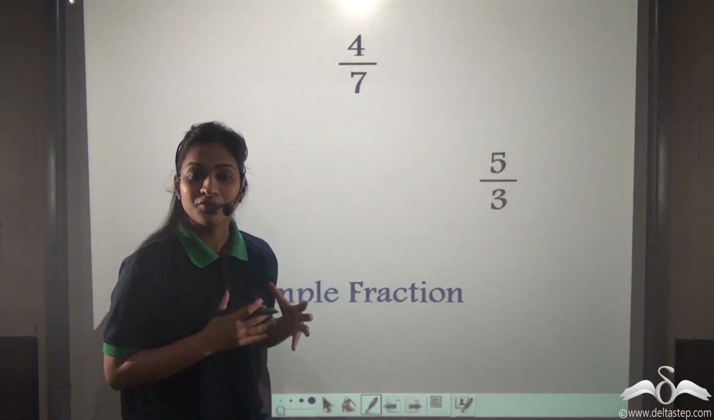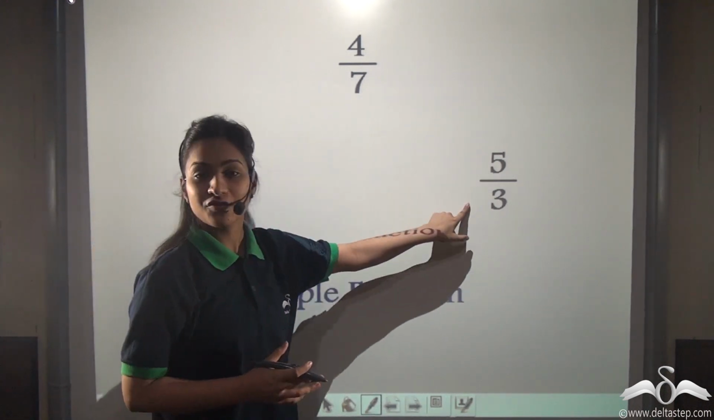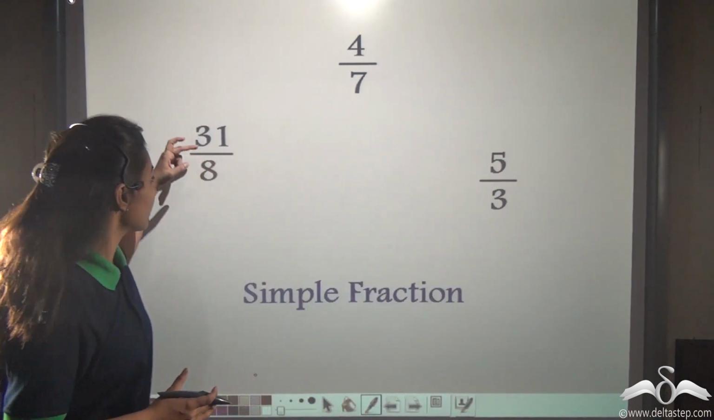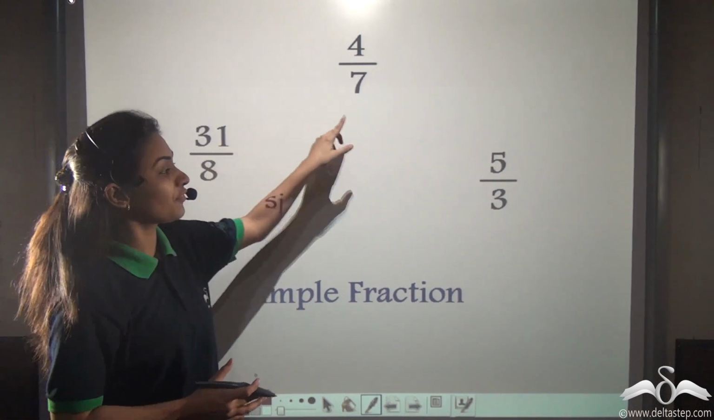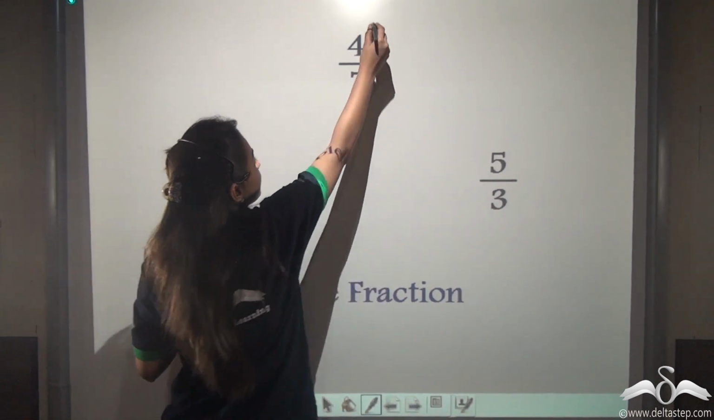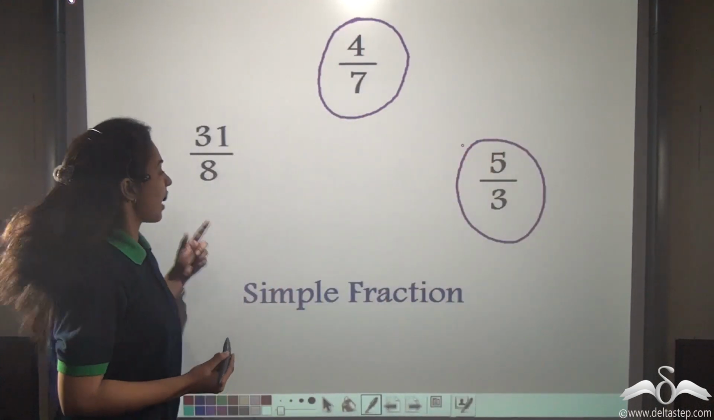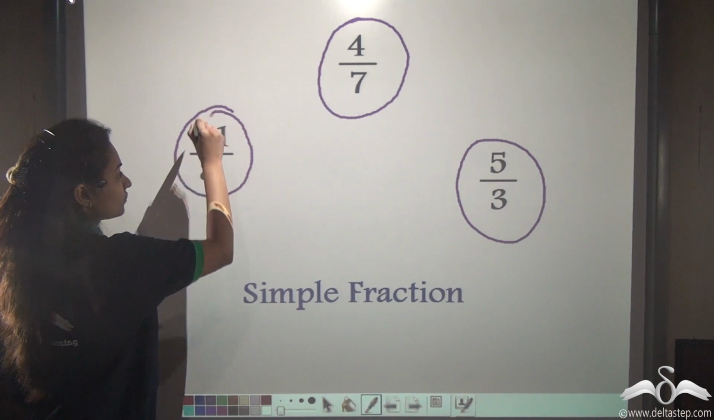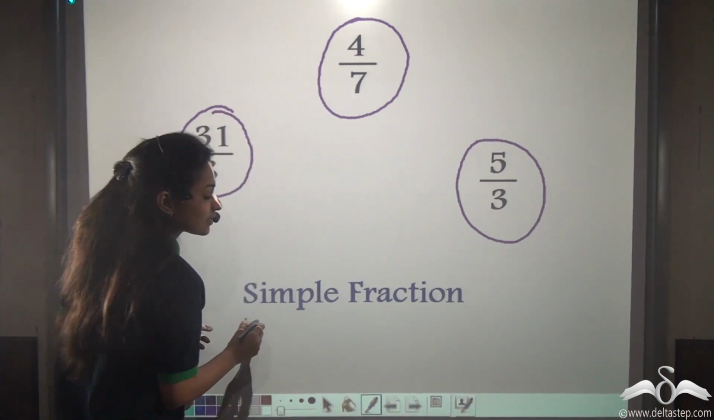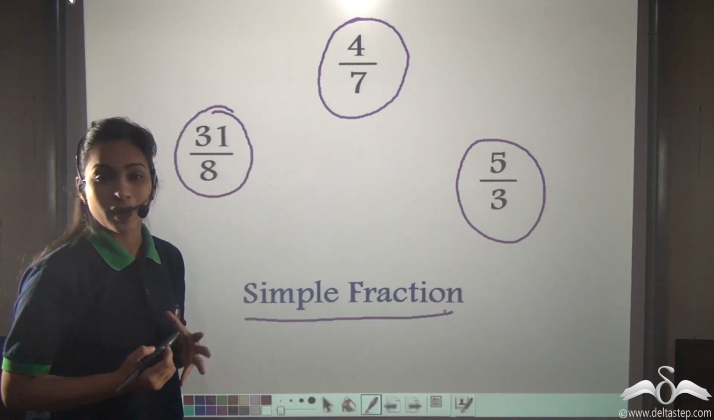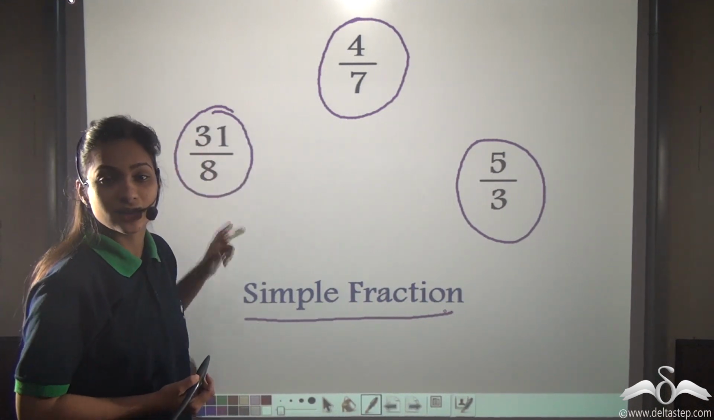You are familiar with the term fraction, and you can see that these are examples of fractions where you can see a numerator as well as a denominator. Now you can identify these fractions, say as this is a proper fraction, this is an improper fraction, and even this is an improper fraction. Now these fractions will be termed as simple fractions. Simple why? Because the numerator as well as the denominator, these are integers.